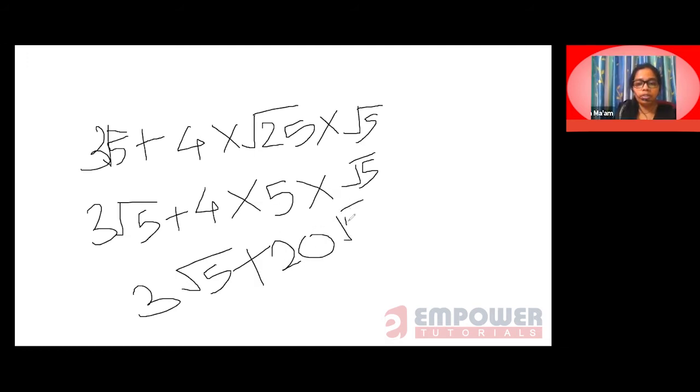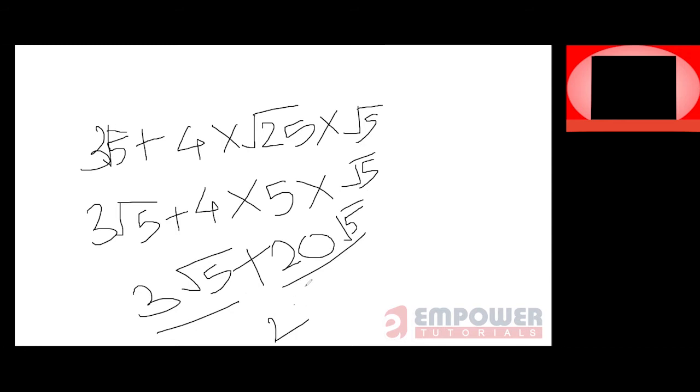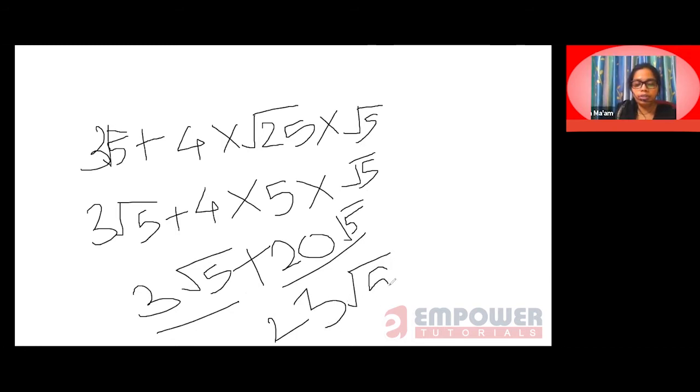So now these two are like surds, right? Yes, ma'am. So I can add these two. So 23 root 5. This is how you have to solve. So you have to look for whether you can simplify the root form of the number.